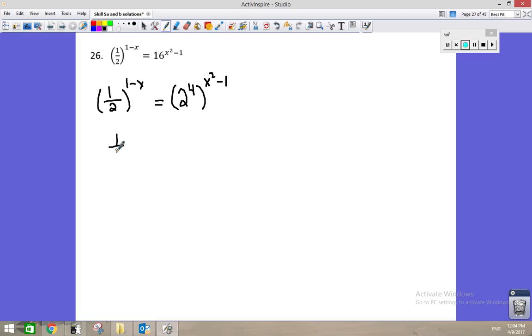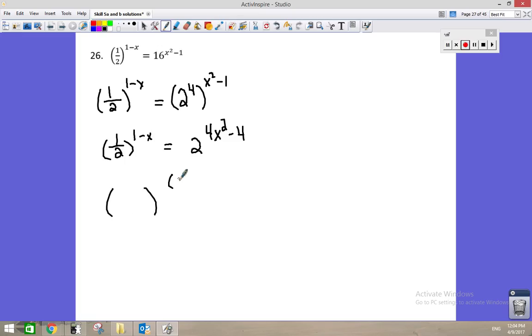So on the left-hand side, if I have 1/2 to the 1 minus x, then on the right, a power to a power, you multiply the exponents. So this 4 gets distributed over this subtraction. You multiply both terms by 4.